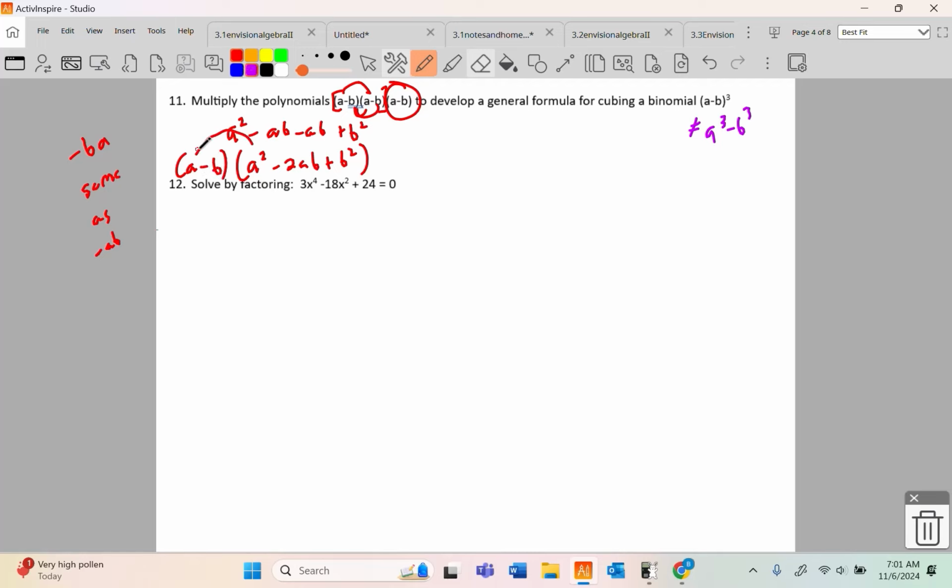And I need to use the distributive property. Thought I changed to purple there. There we go. A times a is a cubed minus 2a squared b plus ab squared. All right, now I'm going to distribute the b: minus ba squared, or a squared b, plus negative times a negative 2ab squared, minus b cubed.